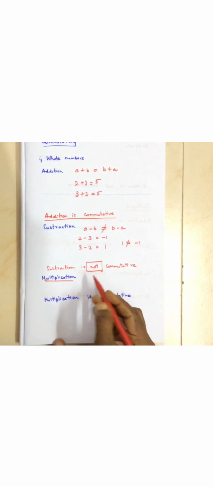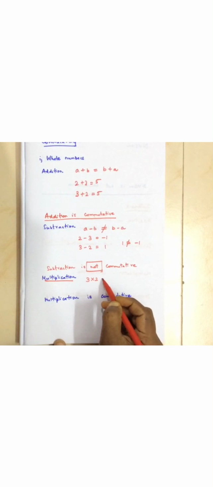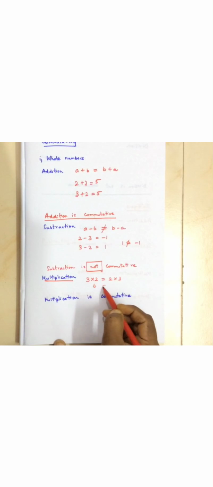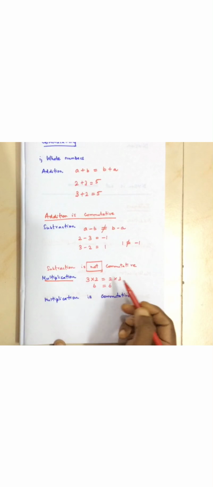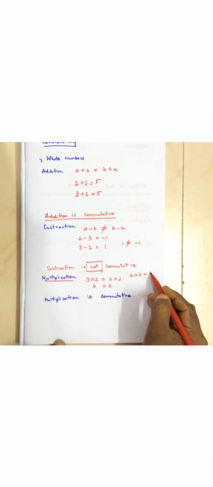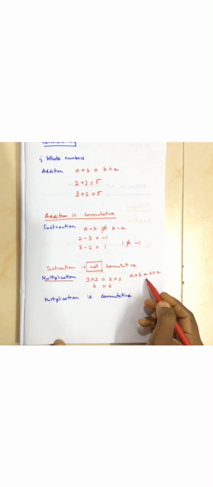The next is multiplication, which is very easy to understand. 3 multiplied by 2 is equal to 2 multiplied by 3. This is 6 and this is also 6. Even if you interchange the order, a multiplied by b is equal to b multiplied by a. In whatever way you do it, if a and b are whole numbers, they give the same answer. So multiplication is commutative.